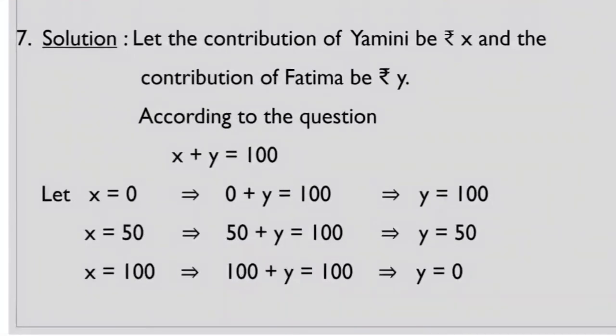Now let's draw a table for the given three pairs of solutions. We have found that when x is 0, y will be 100. When x is 50, y is 50. And when x is 100, y is 0. Now we plot the graph for the same. This question also you will be doing in the graph book.